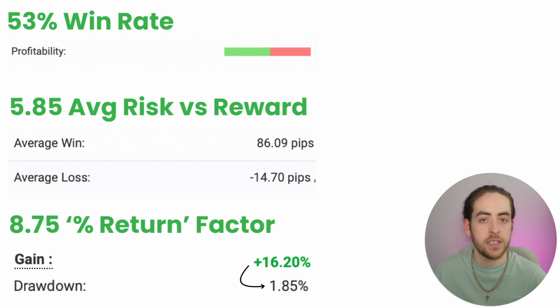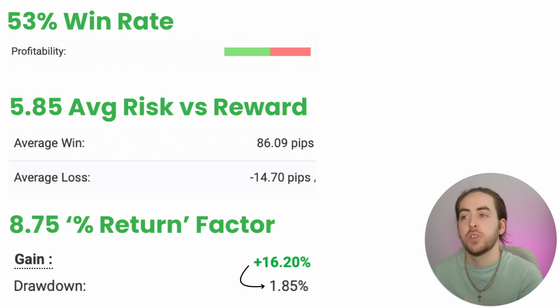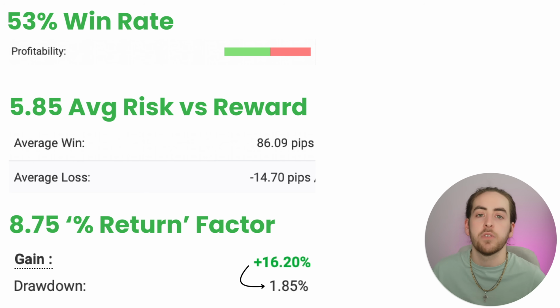Now, in generating the 16% profit, I've only been right just over half the time. 53% is the win rate for this account over the past 3 months. And as you can see by looking at the average loss versus the average win, we're trading with around a 5.85 average risk versus reward ratio.